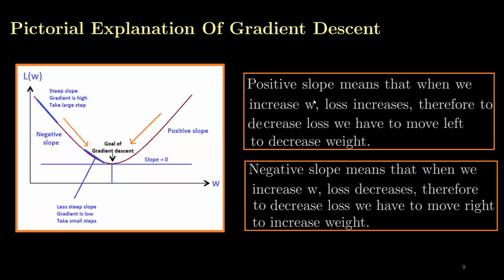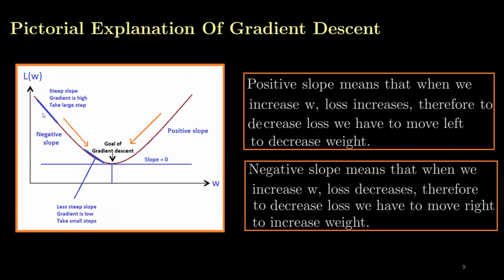Now, what does positive slope mean? If we move along the positive slope, in this direction, it means weight is increasing and loss is also increasing. So if you are at a positive slope, then you have to move towards the left side, or move against the positive slope, in order to reduce the loss. So if we are at a positive slope, we have to reduce the weight in order to reduce the loss.